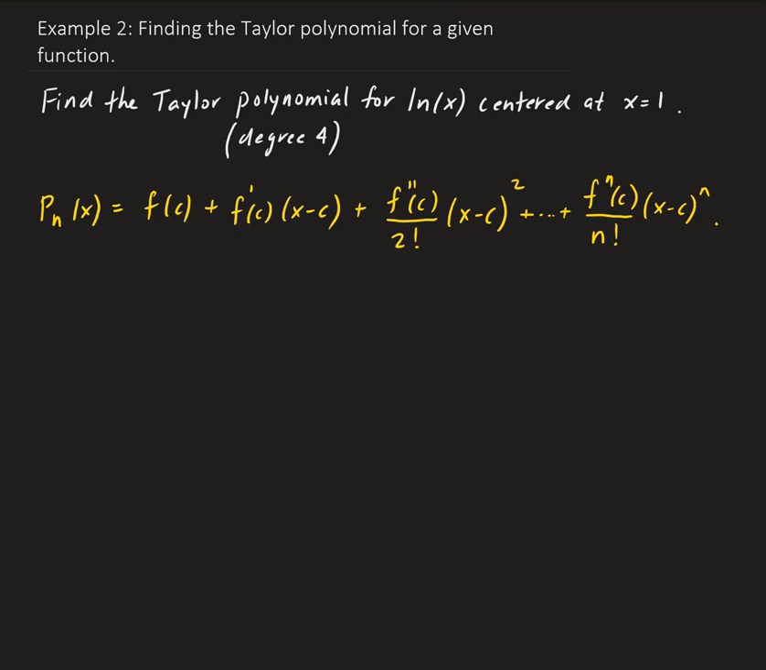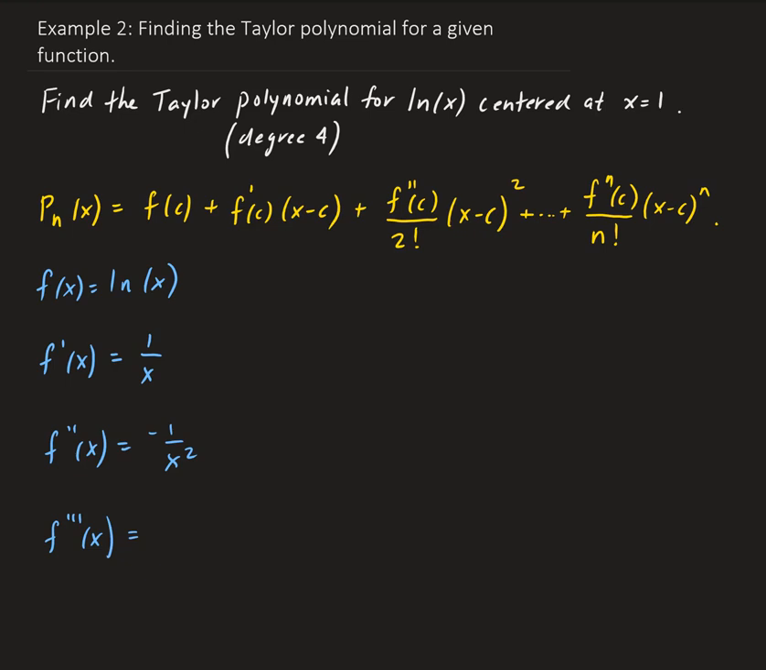So we start with our function, natural log x. The derivative of natural log x is going to be 1 over x. The derivative of 1 over x is minus 1 over x squared. Again, just using the power rule, it's x to the negative 1, so when you take the derivative, you get minus x to the negative 2, which is minus 1 over x squared.